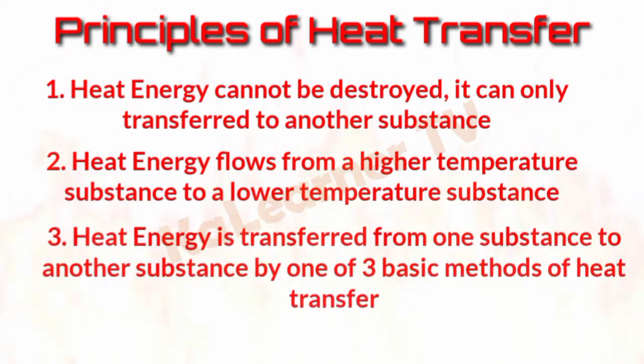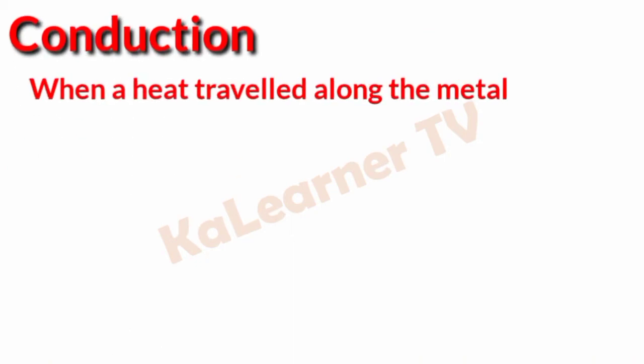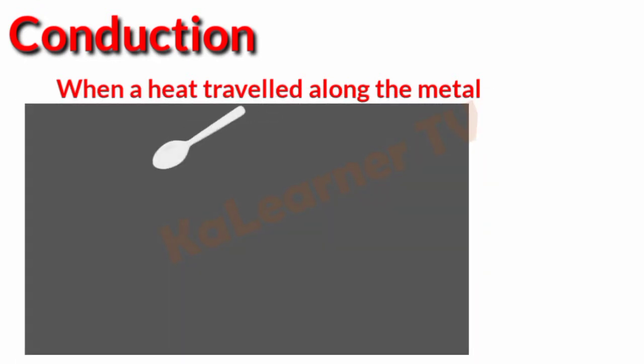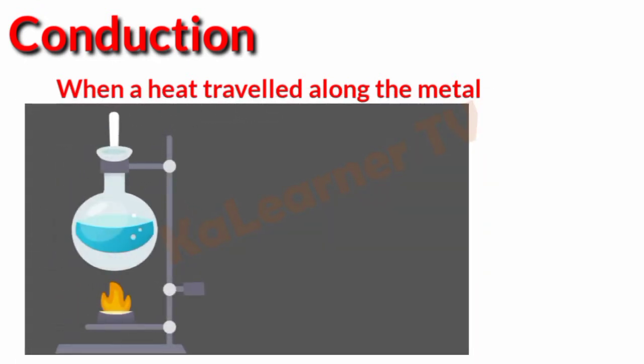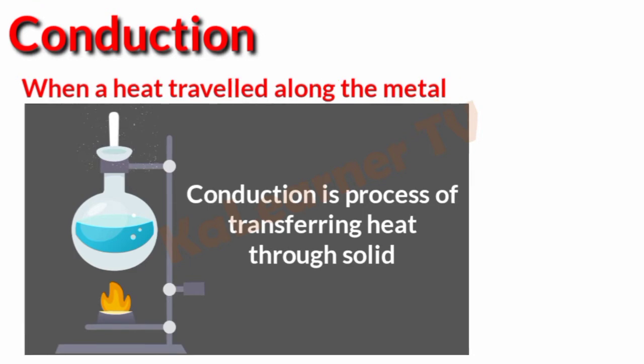On the last one, heat energy is transferred from one substance to another by one of the three basic methods of heat transfer: conduction, convection, and radiation. So conduction. Conduction is a kind of heat transfer when the heat travels along the metal. For example, if you put a spoon in boiling water, the spoon will eventually get hot, even though the handle is outside the pot. Heat is conducted along the spoon handle. So conduction is the process of transferring heat through a solid.